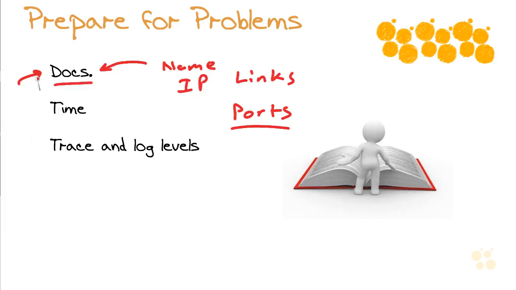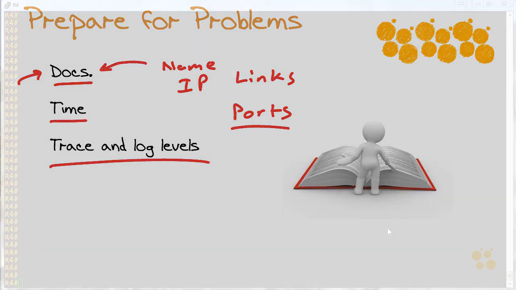Something else that you're going to want to engage in is synchronizing the time across all of these devices. So we're going to use something like Network Time Protocol in order to ensure we have that synchronization. And then you'll want to go in and set the appropriate trace and log levels on your devices so that when we start troubleshooting, we have a rich set of logging information that we can utilize in order to help us track down the potential problem.